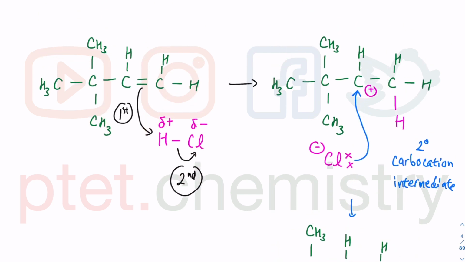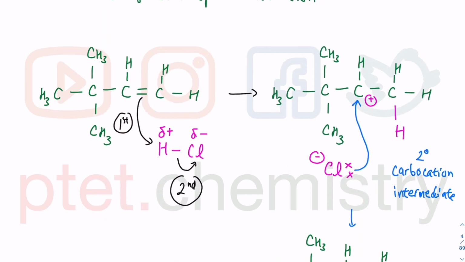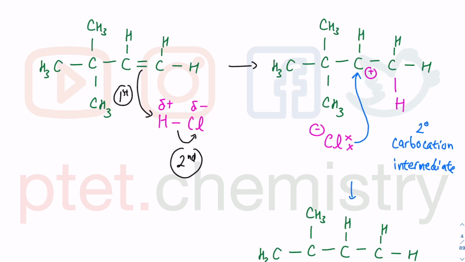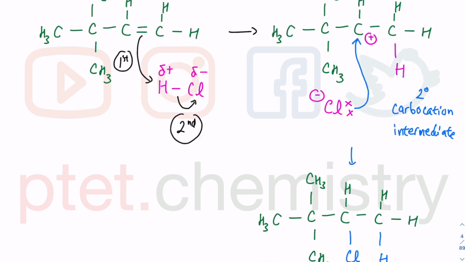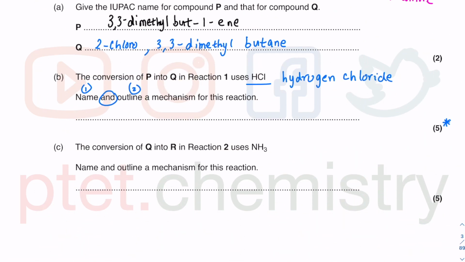Outline the mechanism. The mechanism is called electrophilic addition. I've just explained the formation of the carbocation intermediate. So from the intermediate forming the product, overall it's an addition reaction where two molecules have combined together to give you one single product there. And that's it for that 5 marks.